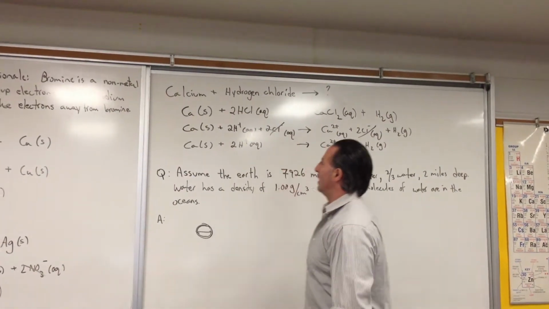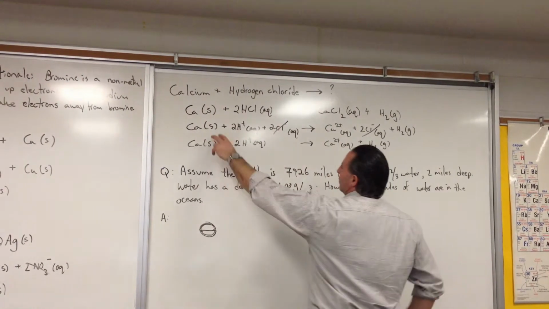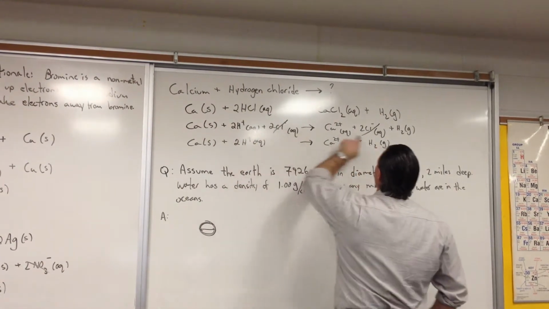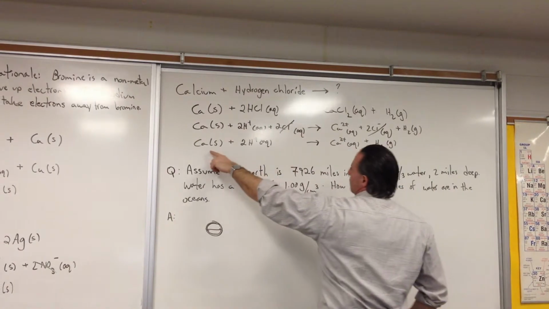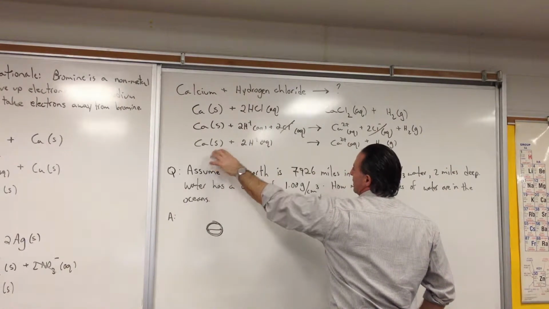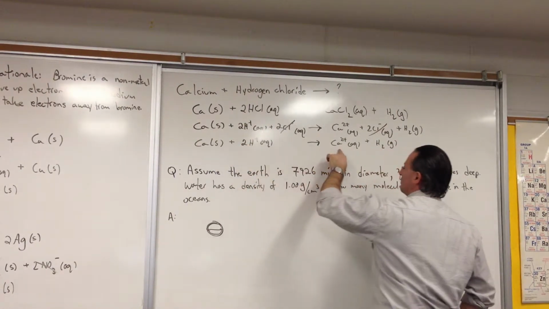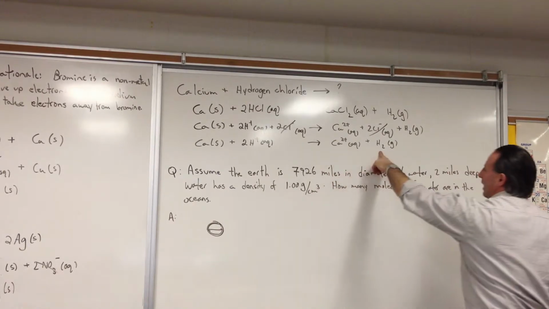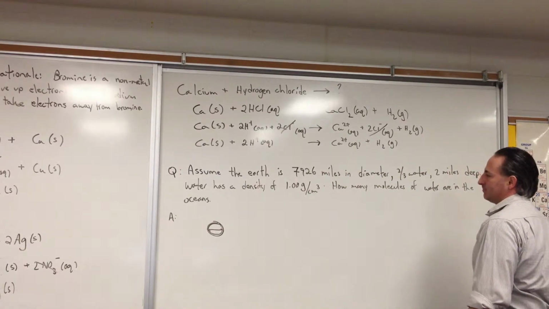The result is that here's the ionic equation. We can eliminate the spectator ions to give the net equation. Elemental calcium reacting with hydrogen ions to give calcium cation and elemental hydrogen.